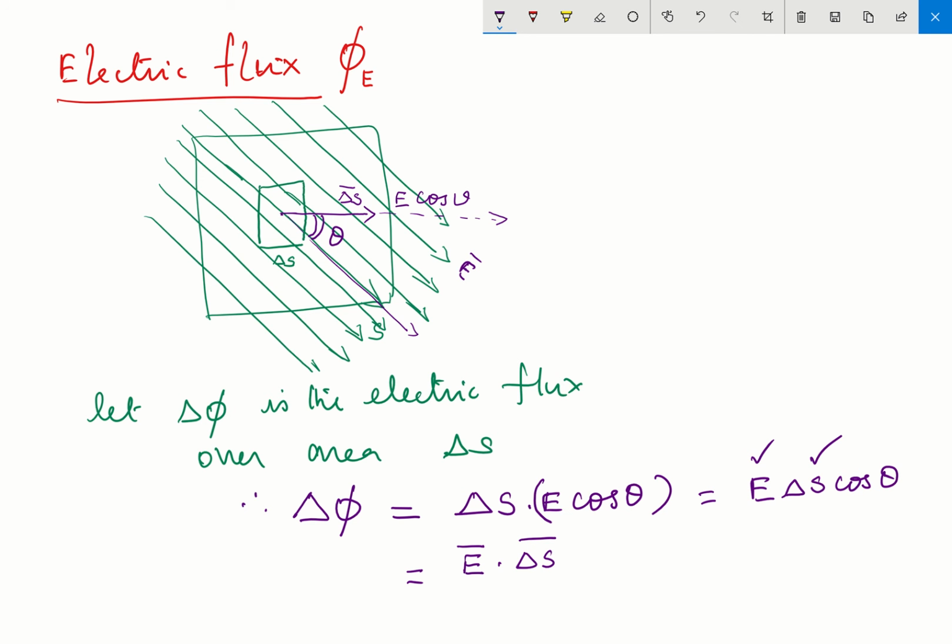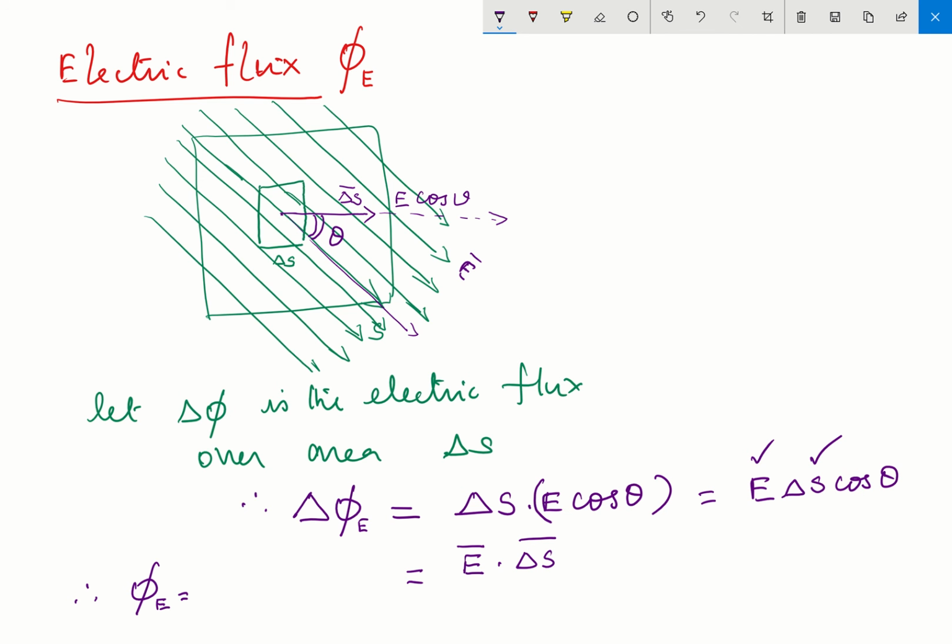But what I want is the electric flux over the full area S. Therefore, what can I do? That is one method. Delta phi E. Why phi E for electric flux? Because we will be studying magnetic flux in another chapter, that's why from now itself it is phi E. The electric flux is nothing but, how can you write that? I want the electric flux over the full area.